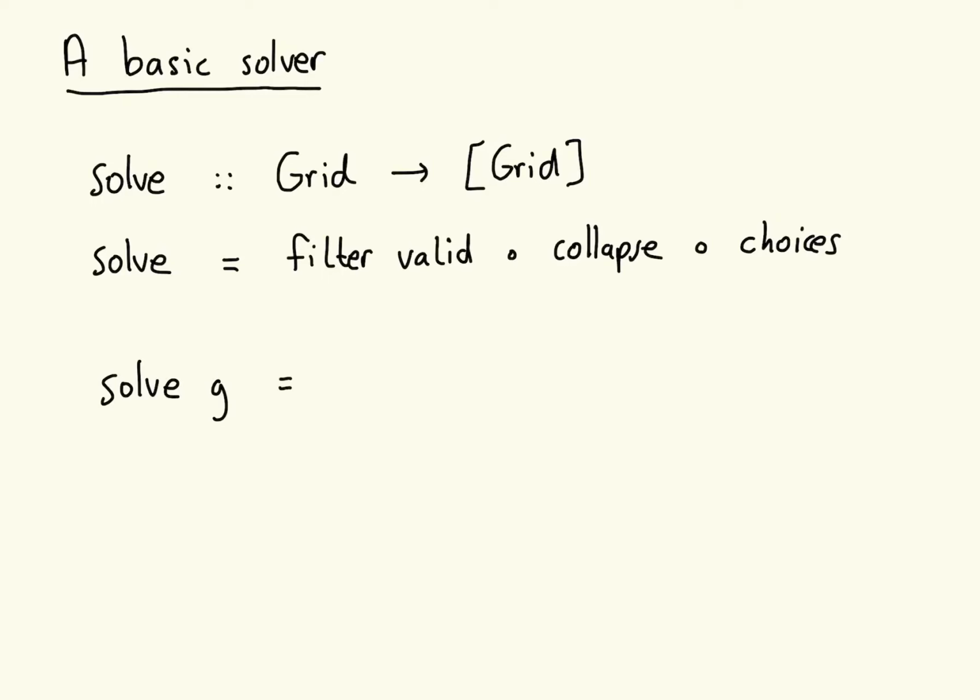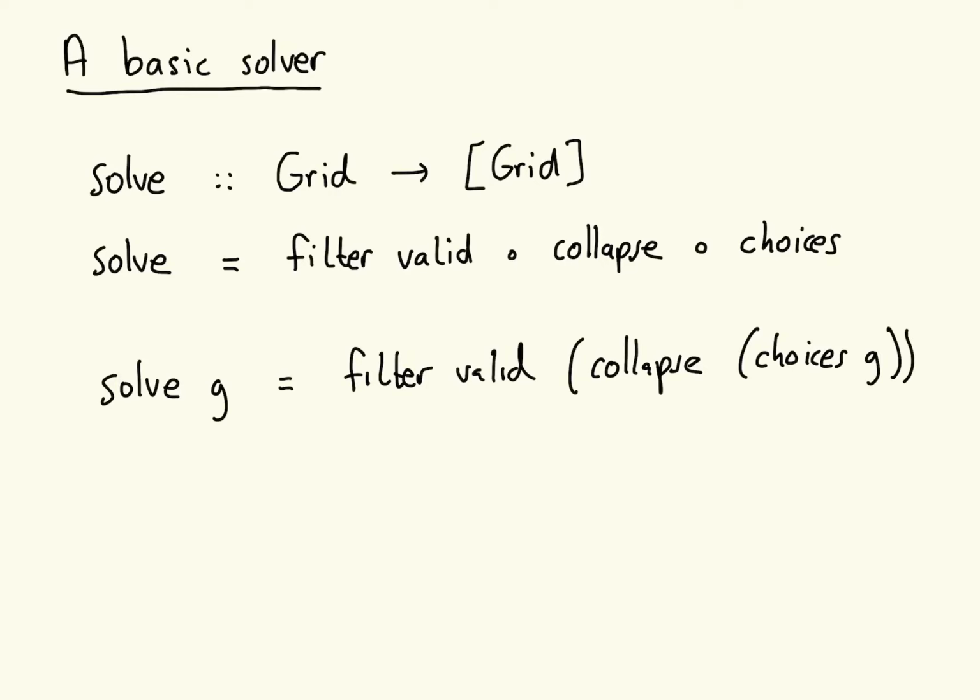I could say if you want to solve a Sudoku grid, you filter valid, and then you apply collapse beforehand, and then you apply choices beforehand. Okay, so what you can see here is we're taking the Sudoku grid G in, we're applying the choices function, then applying the collapse function, and then filtering the valid things out.